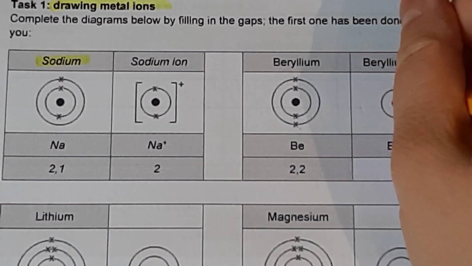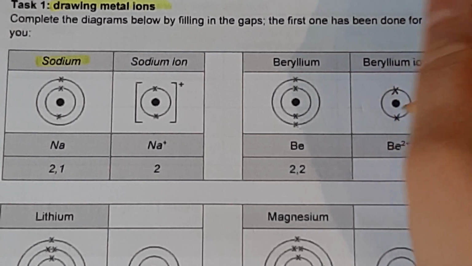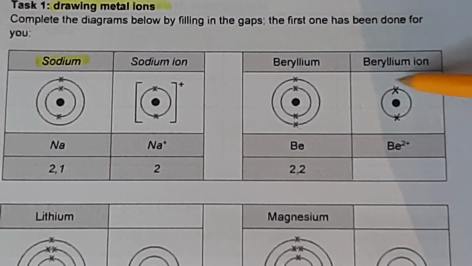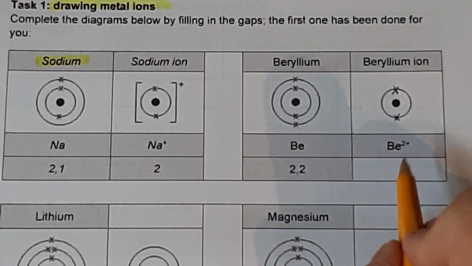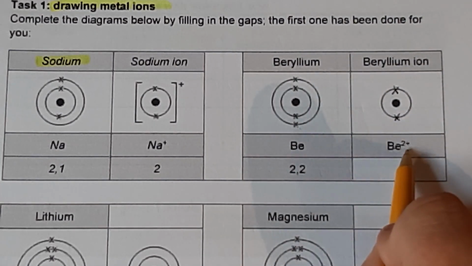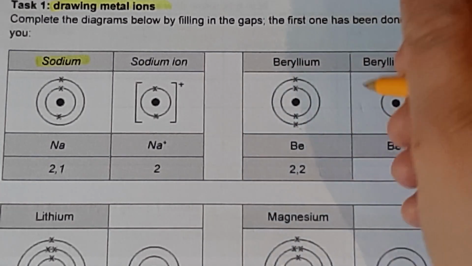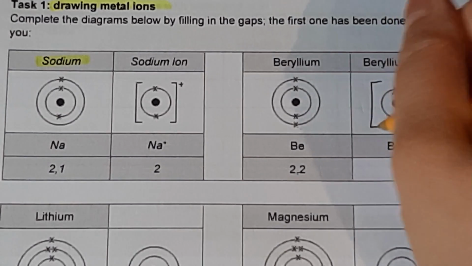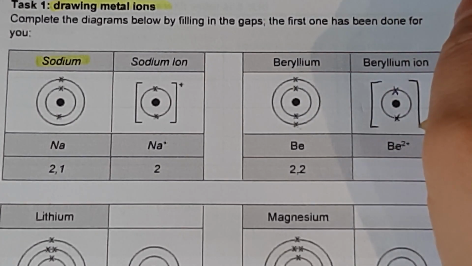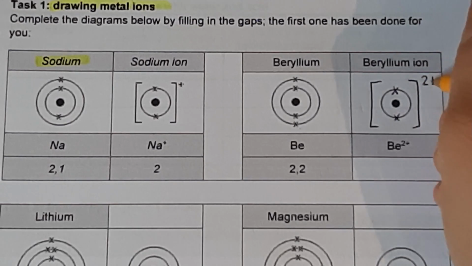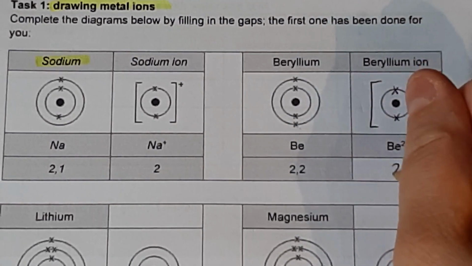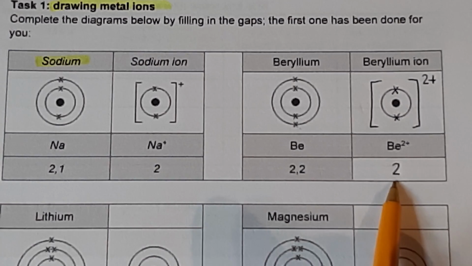We need to put on the crosses to show that it's got 2 electrons in what was once its inner shell but is now its outer complete shell. And it has 2 plus there because it's a positive ion because it's lost 2 electrons. So we put it in the square brackets like so, and we label it 2 plus. And then the new electron configuration is just 2.